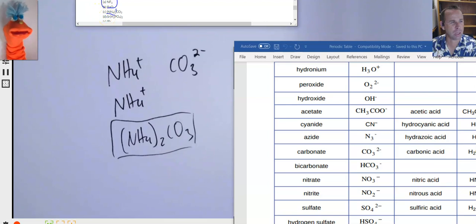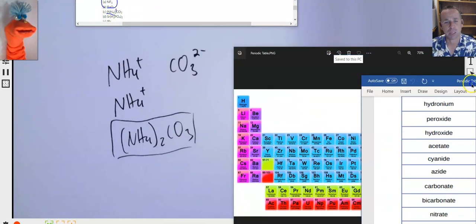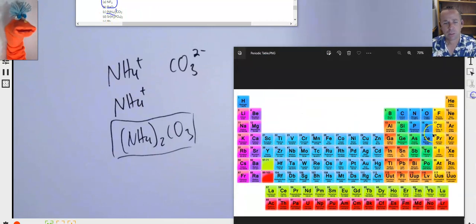Strontium is a metal, so it's ionic. All right, strontium is a metal. We'll bring our periodic table back up here. Strontium's a metal, so it's an ionic compound.